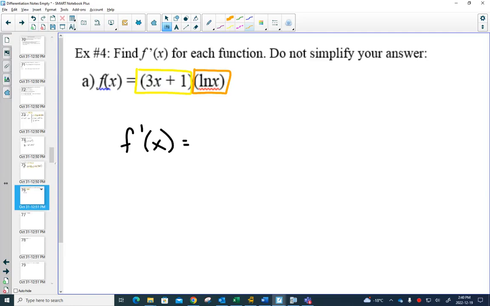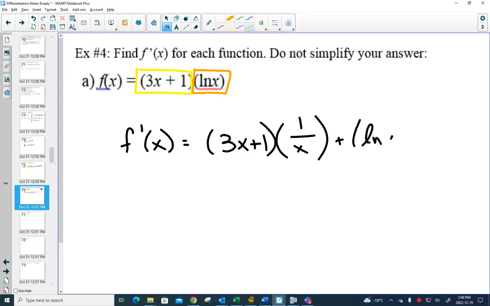F prime of x, I keep one of them the same. Multiply by the derivative of the other one. Then keep the other one the same. Multiply by the derivative. So color coding again. This, I kept this one the same here. I have its derivative there. The orange one was kept the same there. And its derivative is there.